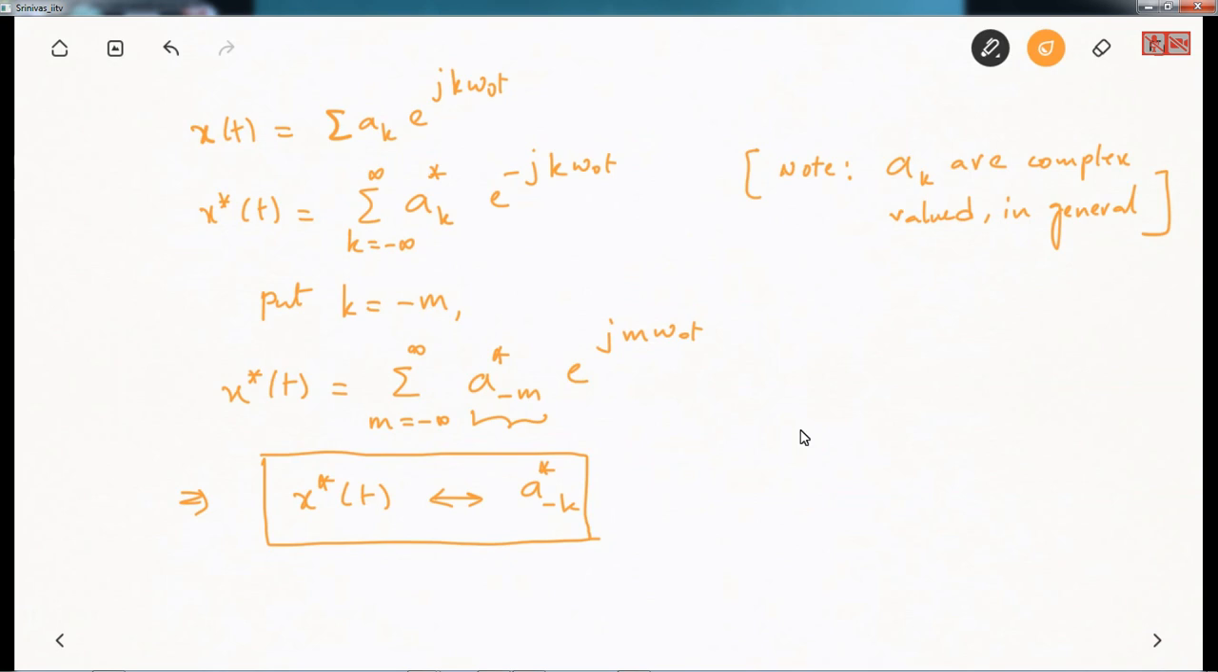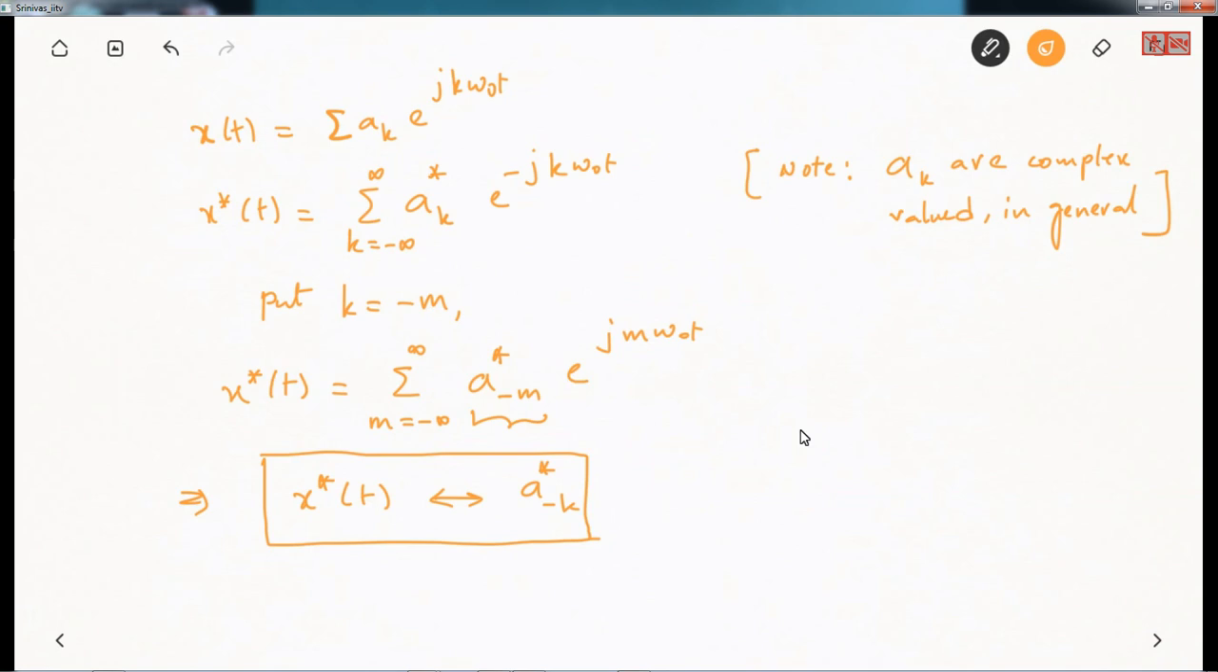Okay, so what do we mean by conjugate symmetry? The title of this property is complex conjugation and conjugate symmetry, right? So the complex conjugation property is this: when you complex conjugate a signal, its Fourier series coefficients not only become complex conjugated, but they also get reversed in their index.